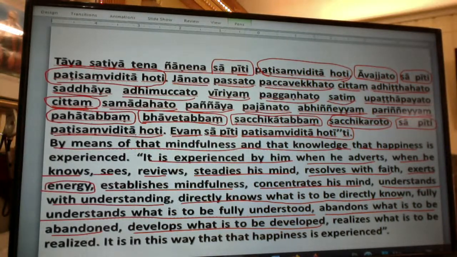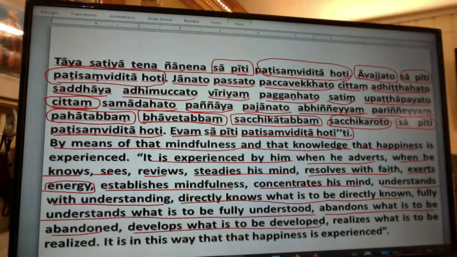Really realized. So Sacchikatabba is realized. In English translation, it is realized, what is to be realized. Nibbana should be realized. Yeah. That kind of benefit we will get. So it is the way happiness is experienced step by step like this.